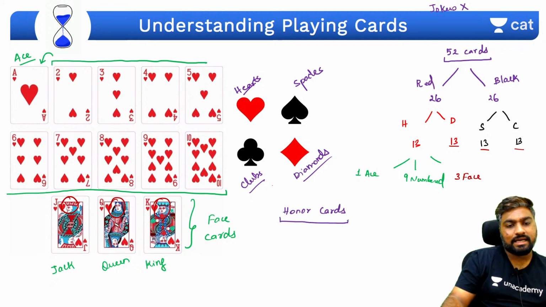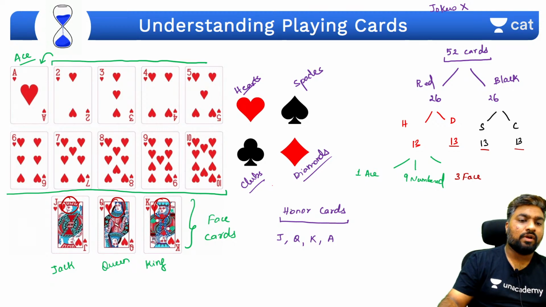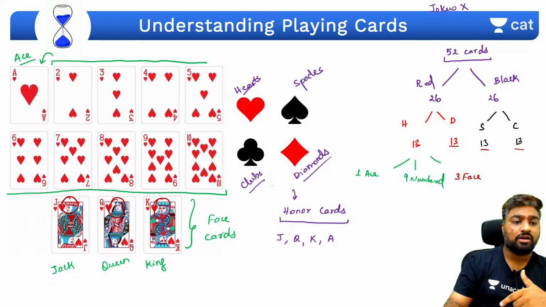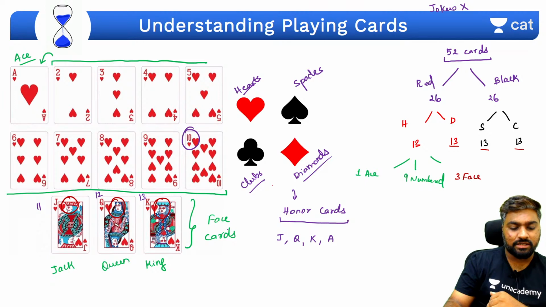Honor cards are cards that have higher position. So what do you have? Jack, queen, king, and ace. These 4 are called honor cards. Jack, queen, and king are called face cards. Ace can take up either the position of 1 or the position of 14. If jack's position is 11, queen's position is 12, king's position is 13, then ace can take up the 14th position also.